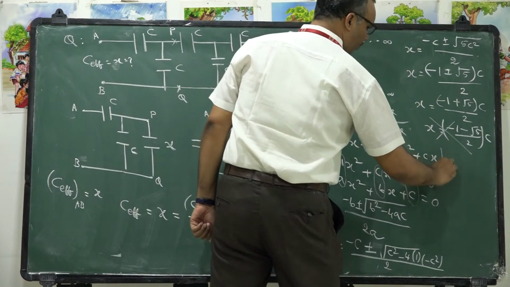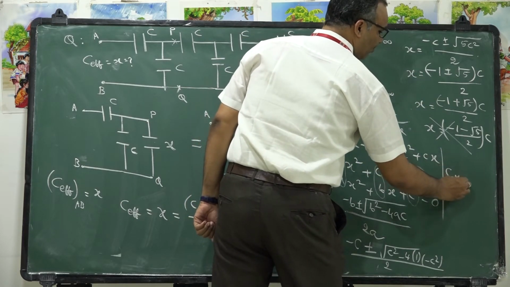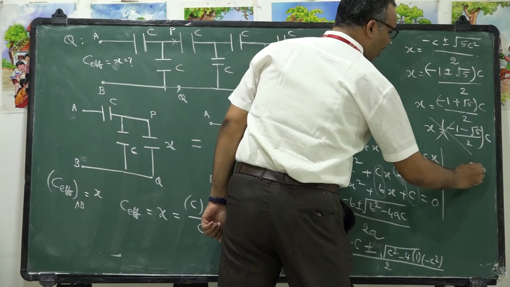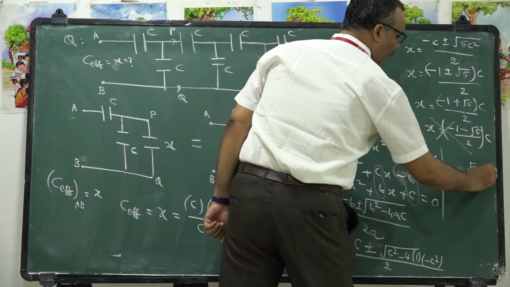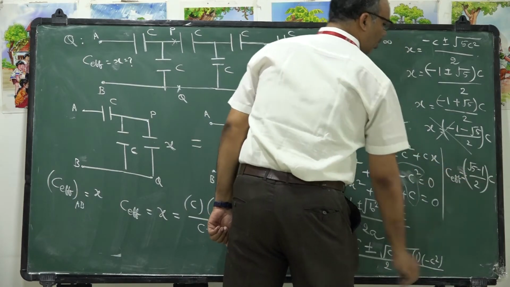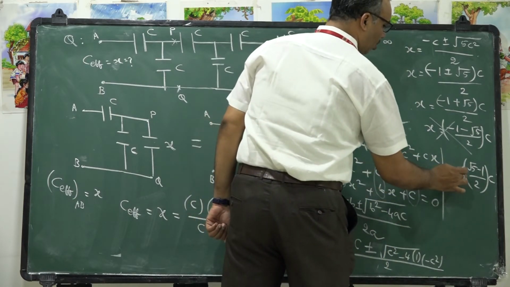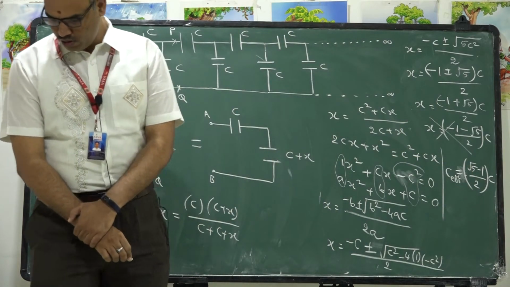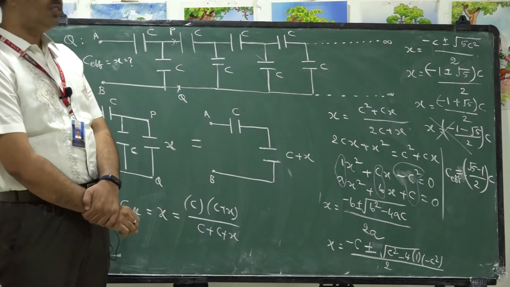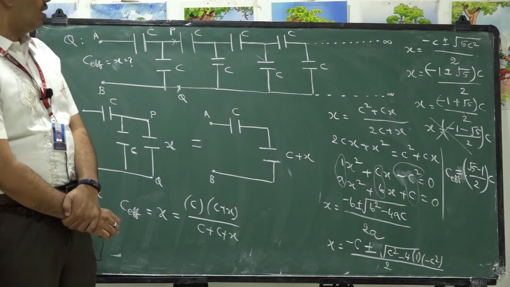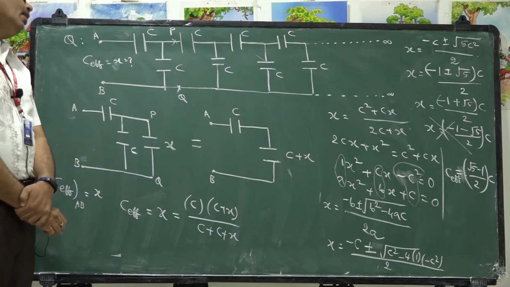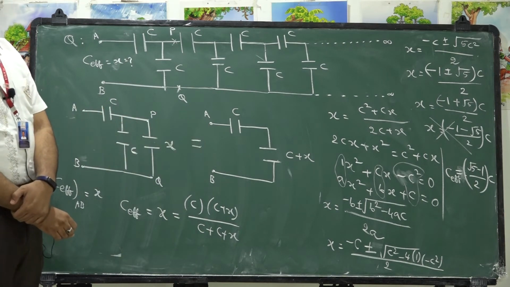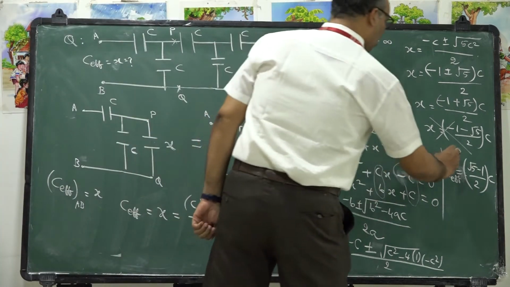So the final effective capacitance of the combination is given by X value. X value is root 5 minus 1 by 2 into C. So in this way, any infinite ladder network can be simplified into the known network, and we can find the effective capacitance using this formula.